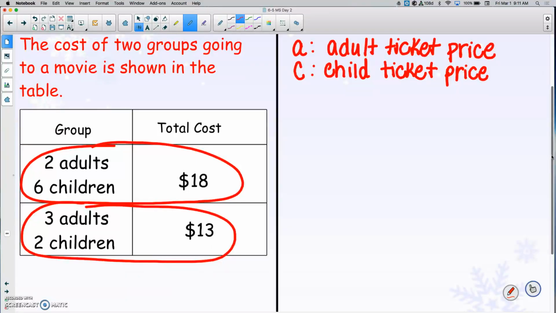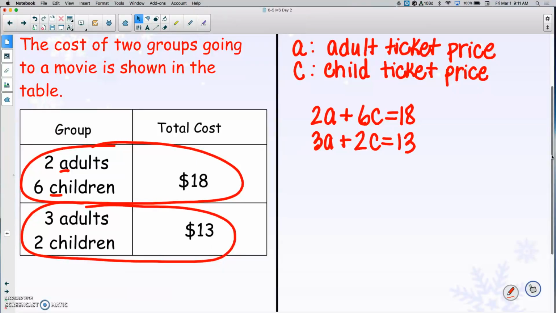So our first group is going to give us our first equation. So adults and children, 2 adults plus 6 children in the group, they paid $18. Then my second group had 3 adults plus 2 children, and they paid $13.